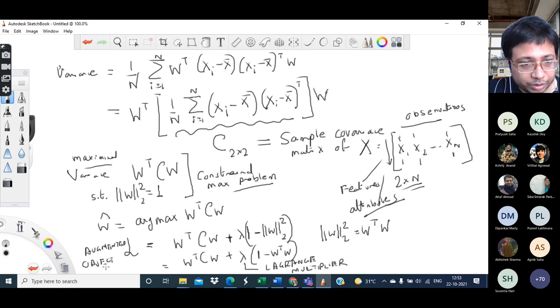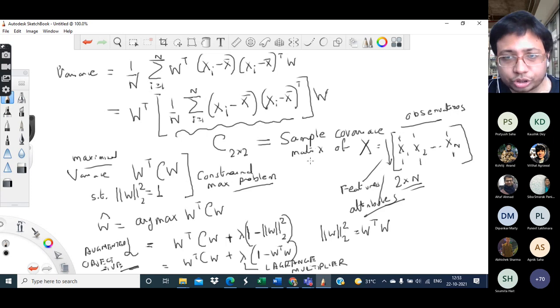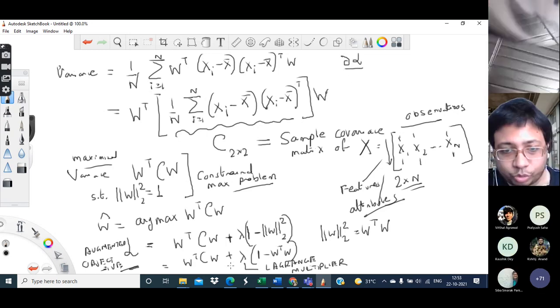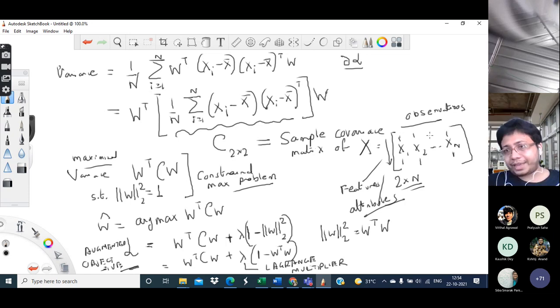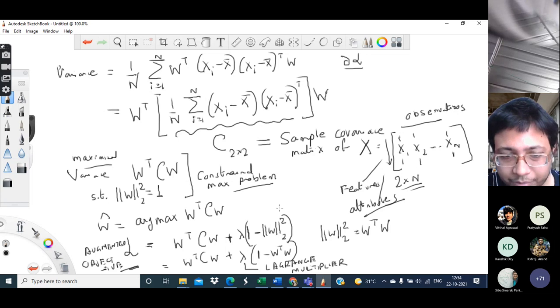So what do I want to do with this objective function? I want to maximize it. If I want to maximize something, then what do I usually do? I usually take its derivative, set it to 0 and then solve an equation. So in this case also let me do the same thing. The only difference is that there are two unknowns here, W and lambda. C is not unknown. If I have my X, then I can get C. So C is not an unknown, but lambda and W are unknown.